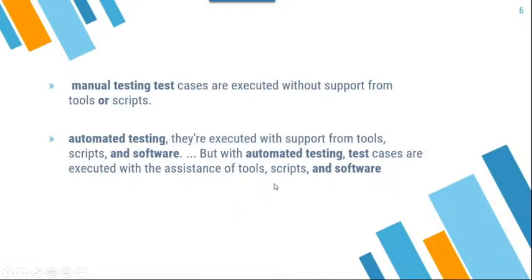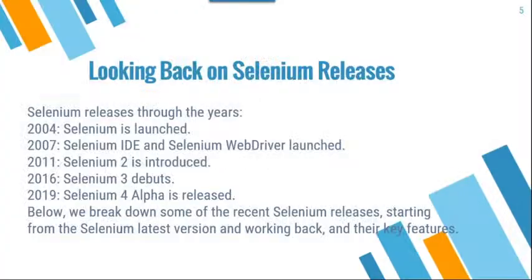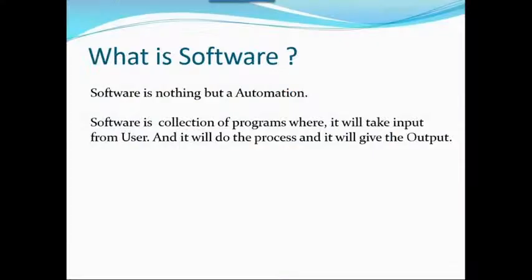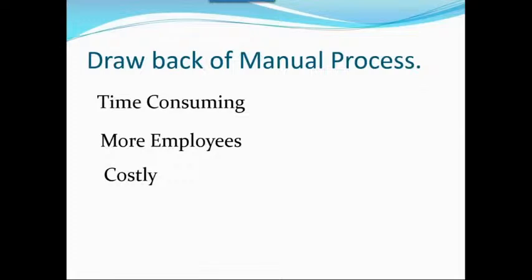Okay, so this is clear, right? What is the difference between manual and automation? Does anybody have any questions here? Can you hear me? You know the difference between manual and automation. Now, what are the drawbacks of the manual process? Just now we discussed what the manual process is. If you go with the manual process, it is time consuming, more employees are required, and it is also costly.